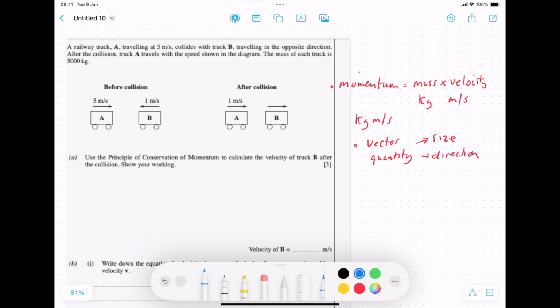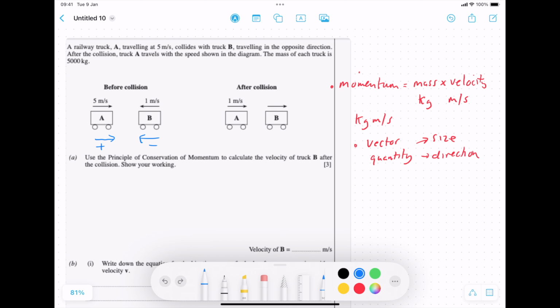So if we look at the actual setup here, it says a railway truck A travelling at 5 meters per second collides with truck B travelling in the opposite direction. If we take moving to the right as, say, the positive direction, therefore the truck moving to the left would be the negative direction. And that's where the direction part of this definition comes in. So now that I've mentioned that, let's get into it. It says, use the principle of conservation of momentum to calculate the velocity of truck B after the collision.